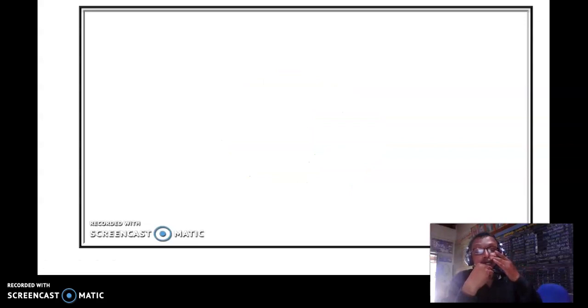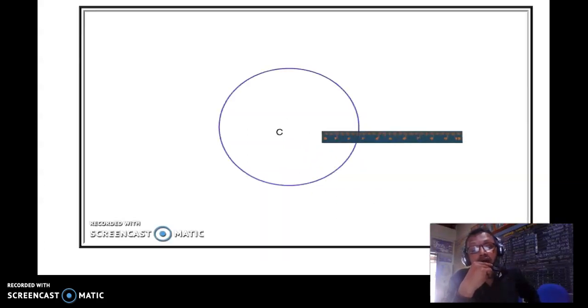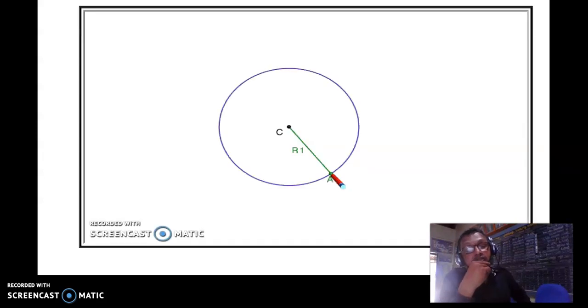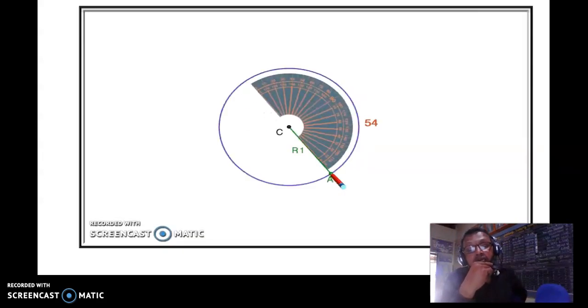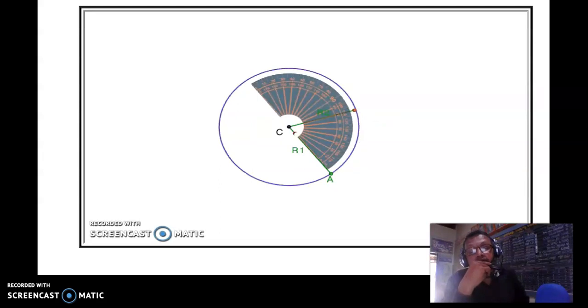First draw the circle with 5 centimeter radius like this. C is the center of the circle. Draw the radius, say CA, R1 is the radius. Draw another radius R2 such that the angle between them is 70 degrees, because 180 minus 110 is 70 degrees, and all other steps are the same. So now this is 70 degrees.